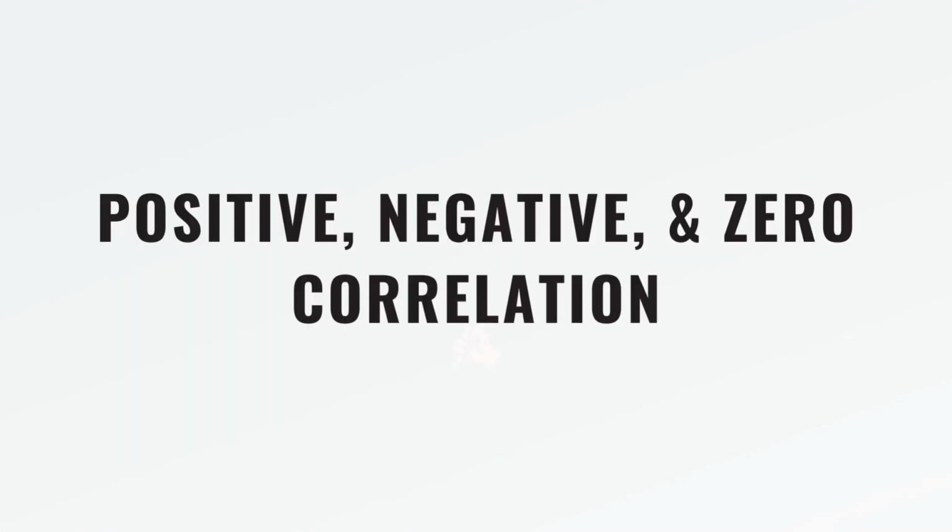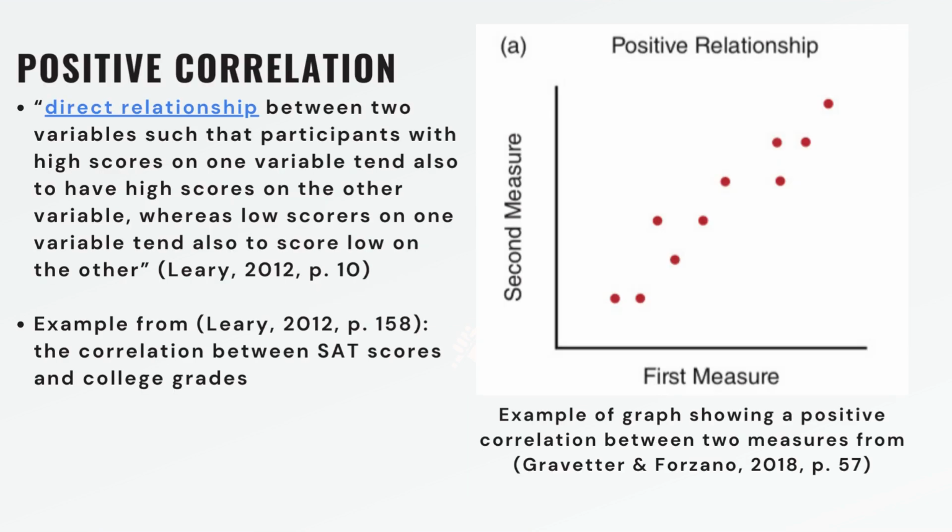Let us now discuss positive, negative, and zero correlation. According to Leary, a positive correlation is a direct relationship between two variables such that participants with high scores on one variable tend to also have high scores on the other variable, whereas low scorers on one variable tend to also score low on the other. He explained that the correlation between SAT scores and college grades is a positive one because people with higher SAT scores tend to have higher grades, whereas people with lower SAT scores tend to have lower grades.